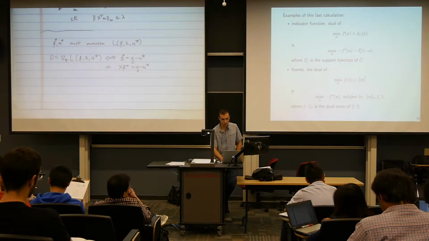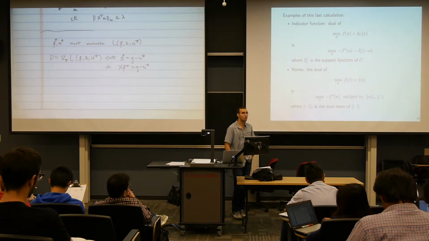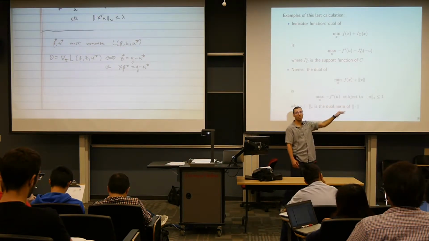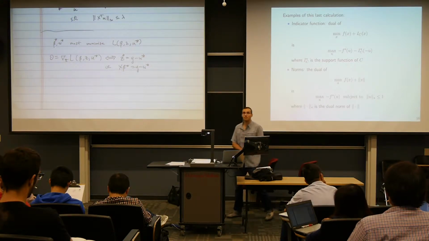Because what is the conjugate of the norm? It's the indicator of its dual norm ball. So I've just swapped out the negative indicator here with the constraint itself.